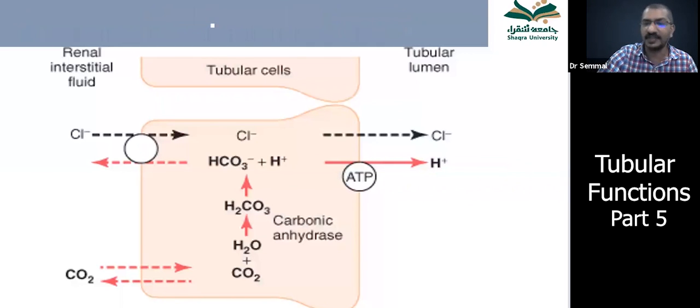Now this picture is very clear. This is the tubular lumen. This is the cell. This is the interstitium. This is the interstitial space, and this is the blood area. When hydrogen is moving out, chloride is also moving out because it is a hydrogen ATPase pump. ATP is used to pull the hydrogen outside. Carbon dioxide from the cell can go into the blood and will go out of the body through the respiratory system.